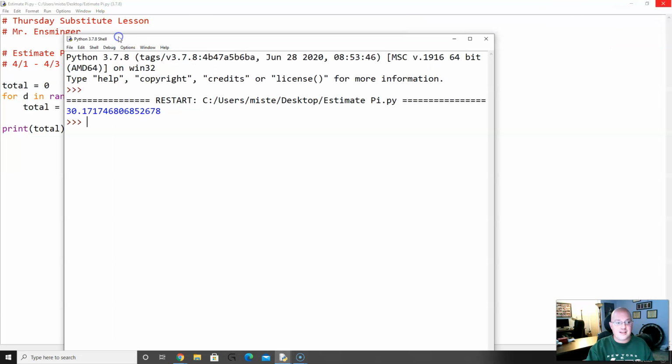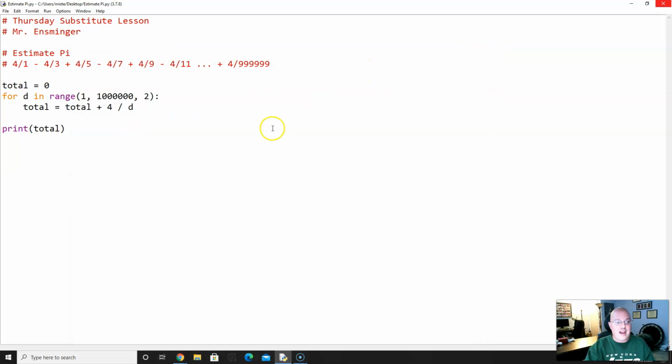It's going to give me a very large number. That's not pi. I guess I shouldn't say very large, it's really only 30. But what we don't have is the alternating. So how do we alternate?